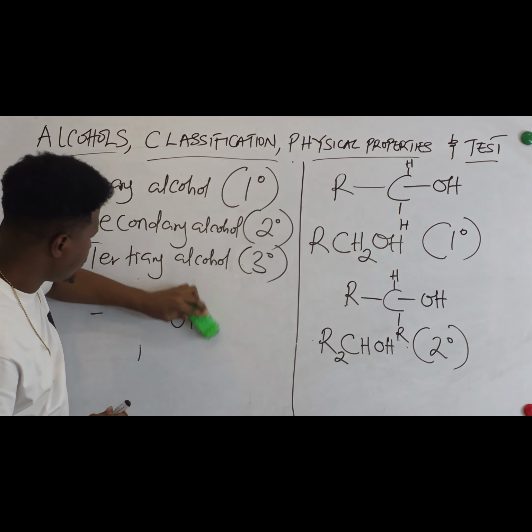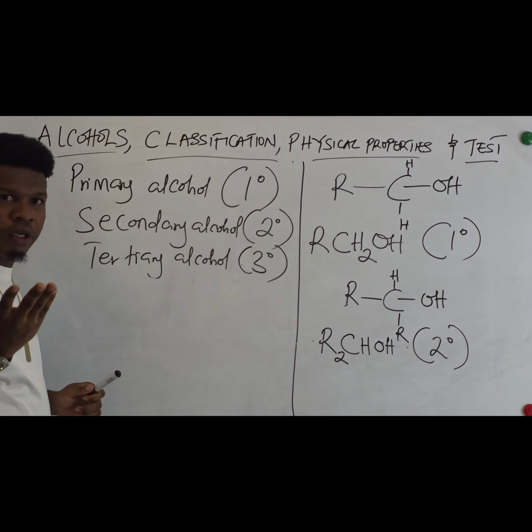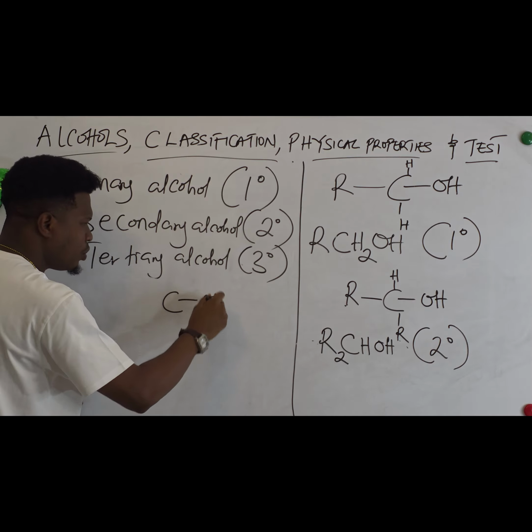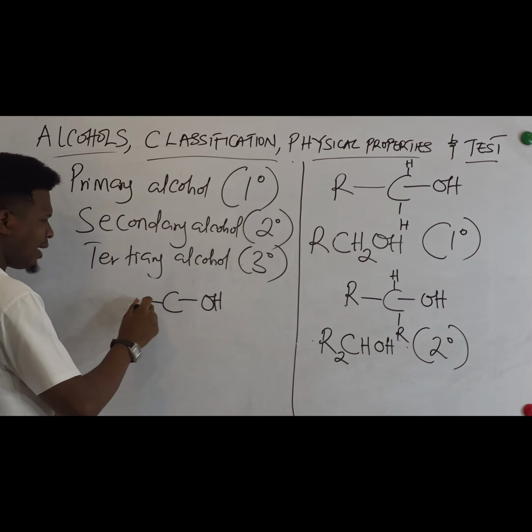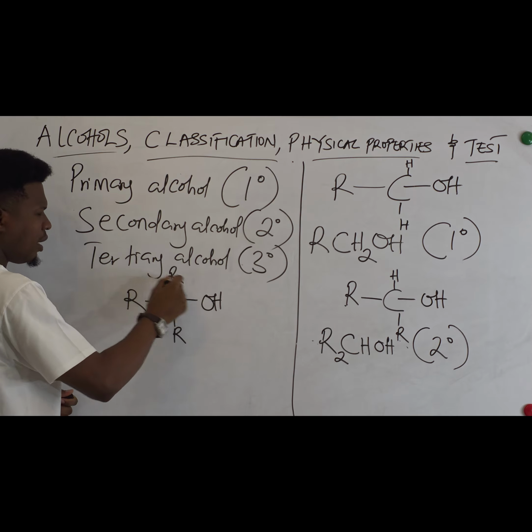So now let me show you tertiary alcohol here. For tertiary alcohols, your guess is as good as mine. If you have a carbon that has the OH group here, for it to be tertiary, there should be an R here, an R here, and an R here.